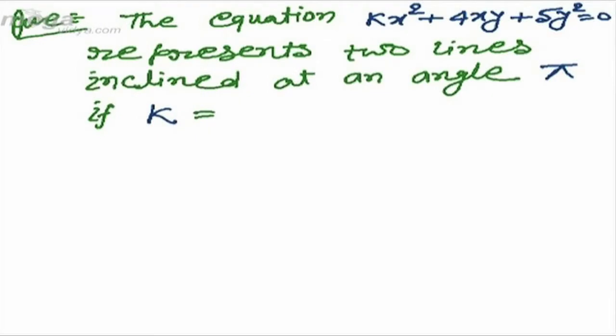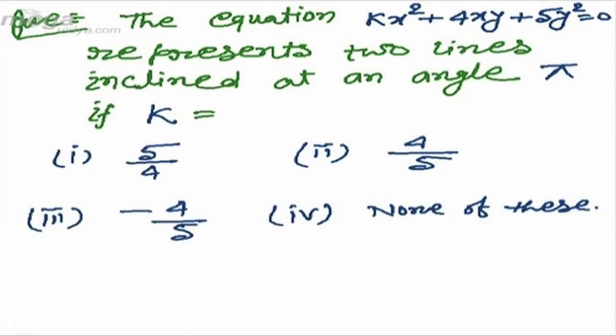The question is, the equation kx square plus 4xy plus 5y square equal to 0 represents two lines inclined at an angle pi if k equal to, and your options are, the first option is 5 upon 4, second option is 4 upon 5, third option is minus 4 upon 5, and the fourth option is none of these.